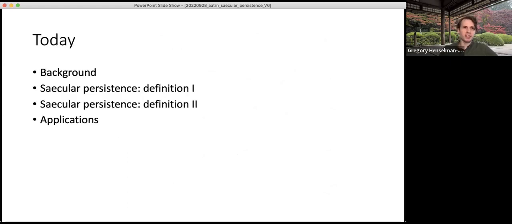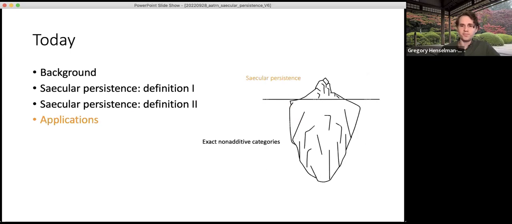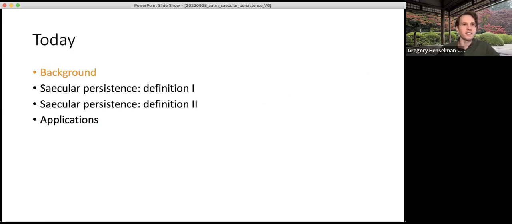Okay, so the program today, we'll start with a bit of background on persistence over the last 20 years. Then we'll talk about secular persistence in terms that are hopefully fairly familiar, or that will become familiar to many folks on this call. And then we'll give another definition that's perhaps a bit less familiar, but that's highly extensible. And this is an exciting way to look at things because it seamlessly connects the ideas that are key to persistence with ideas from this much bigger field of exact categories and homological algebra. And then we'll talk a bit about applications. So that's the program. Let's get started.